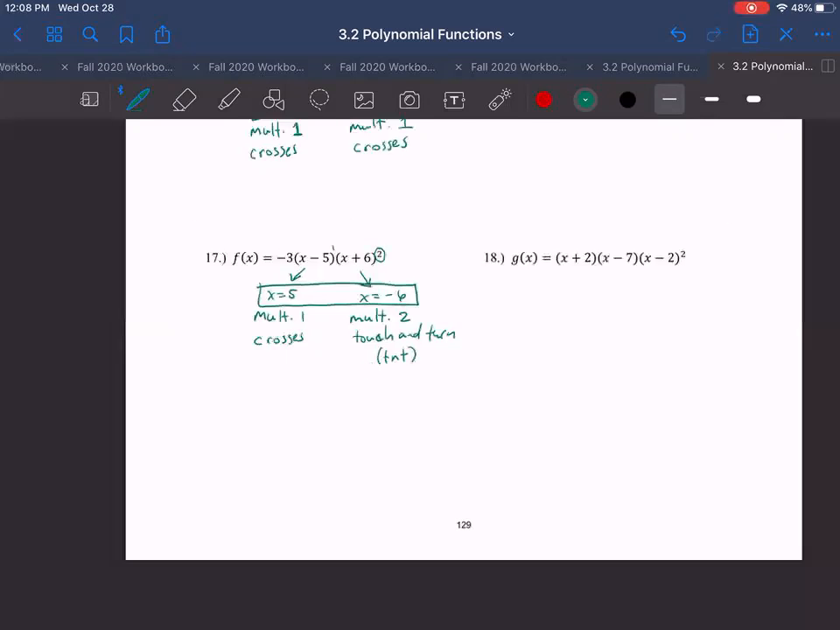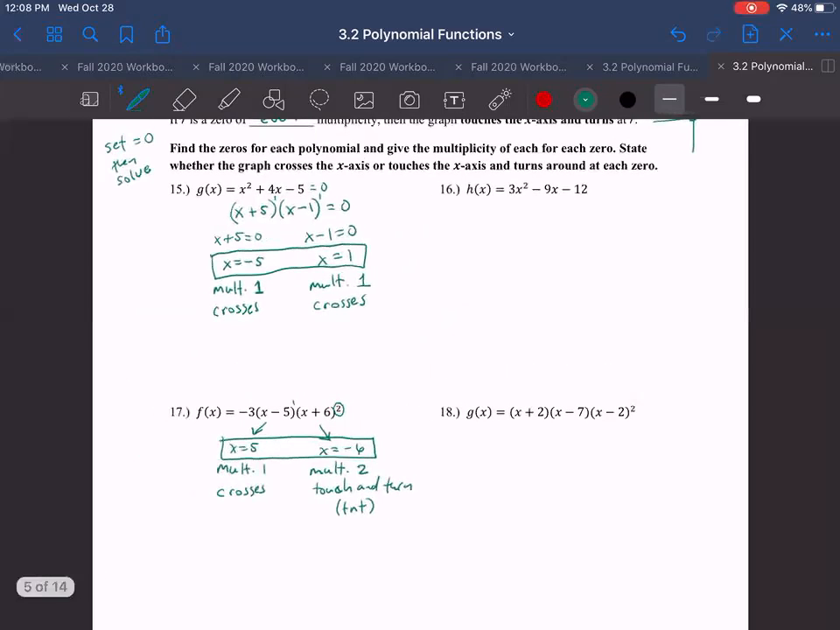Okay, so there's a couple examples for you. What I want you to do is go ahead and take a moment and try 16 and 18 and see if you can write all that out for those while I pause this.